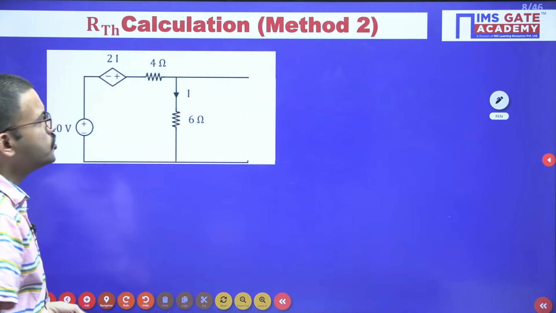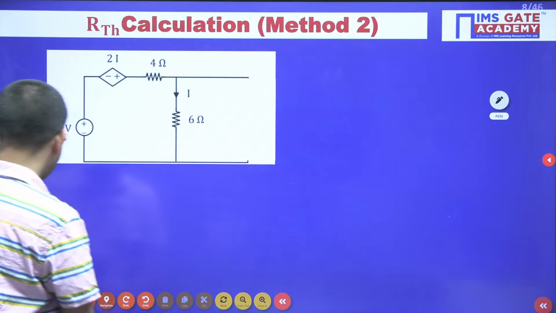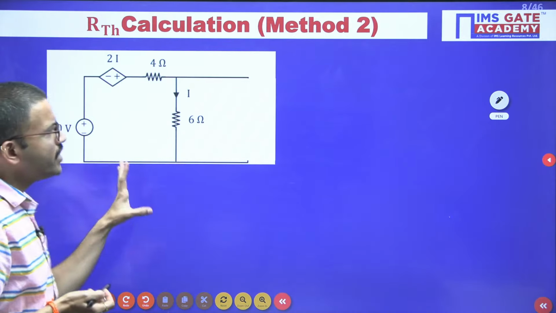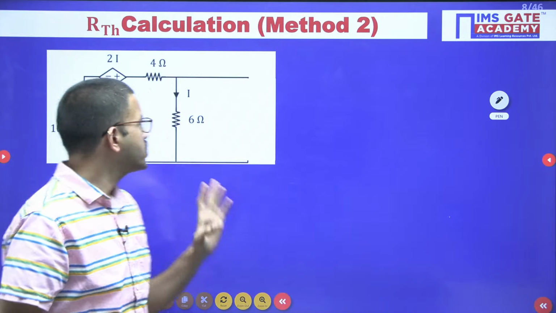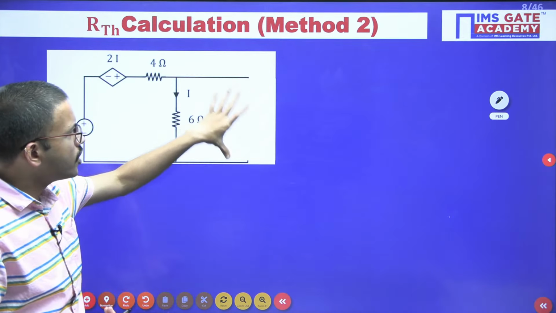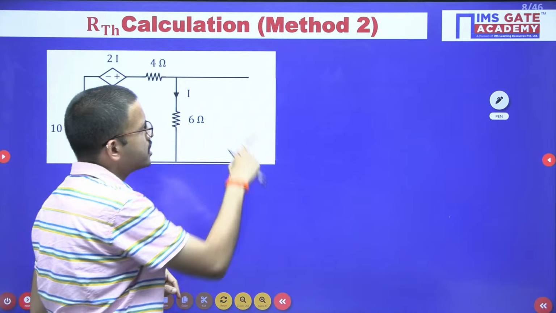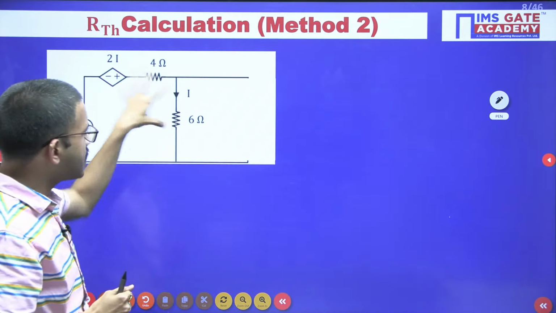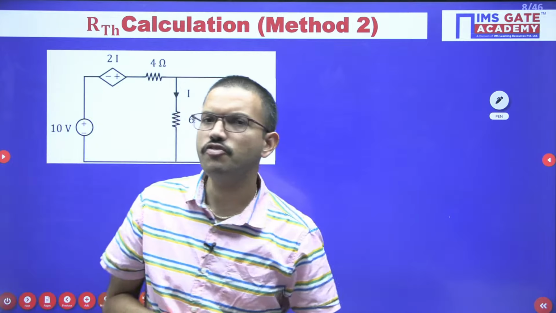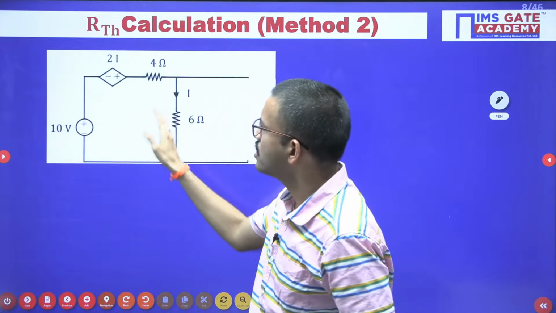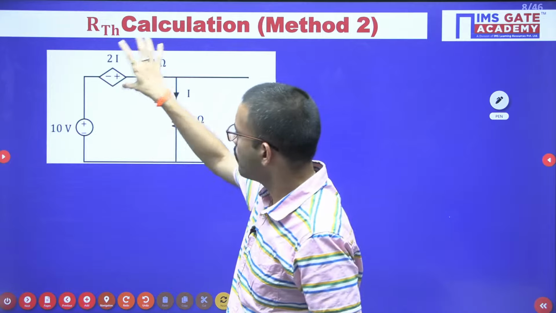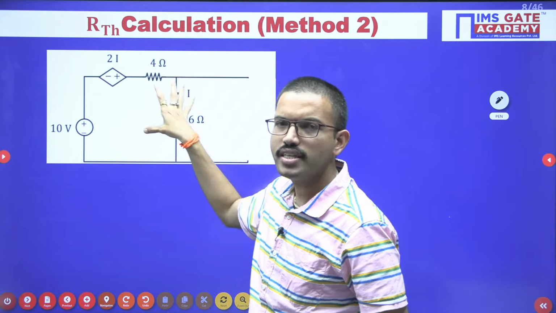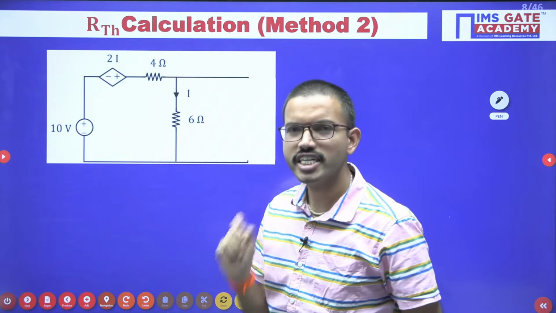Yes, we will use the test source method. Whenever we use the test source method, generally we want to find the equivalent resistance across the open circuit terminals. Whenever the circuit has, along with resistors, only dependent sources, you can solve that question only with the help of the test source method.